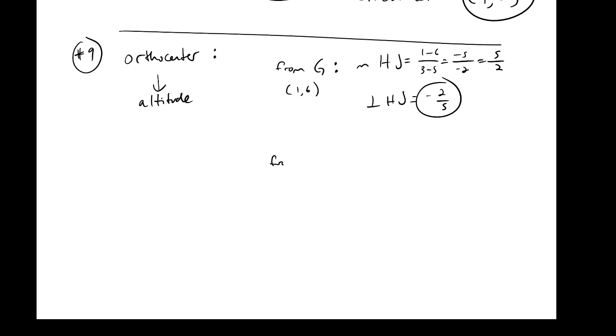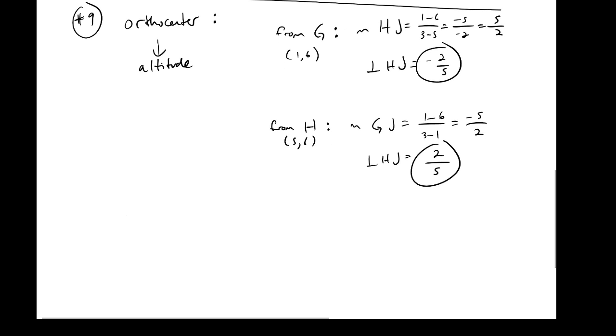Now let's work from H, and H was 5,6, right? So we stayed away from that guy because we didn't want to have to deal with undefined and zero slope. It's going to be the measure of GJ, which is going to be 1 minus, oops, it's not 1 minus 5, it's 1 minus 6 over 3 minus 1. So it's interesting, we're going to have a negative 5 over positive 2, and the perpendicular is going to look similar. It's going to be positive 2/5 rather than negative 2/5.